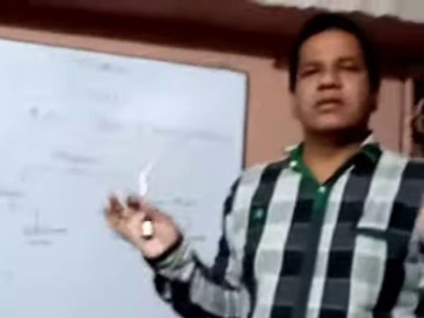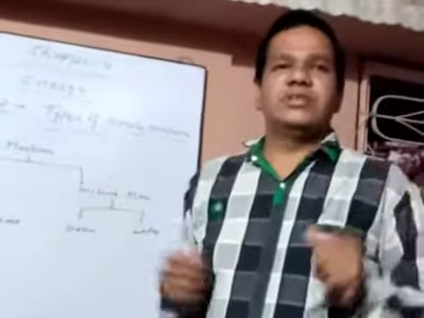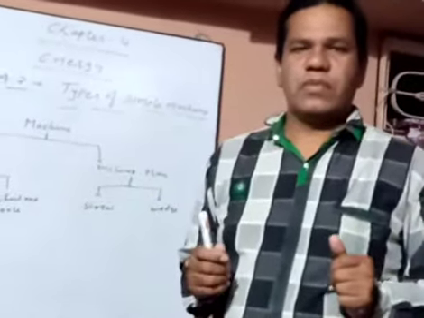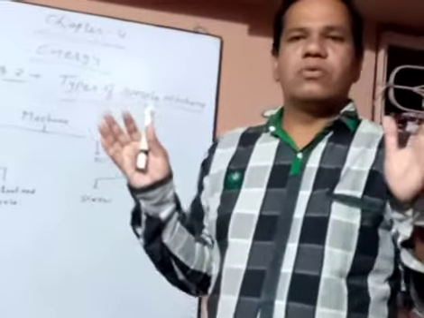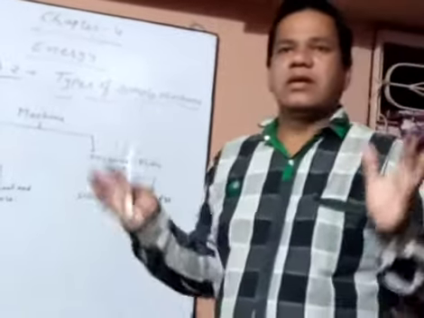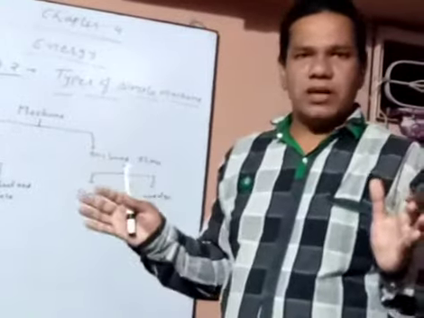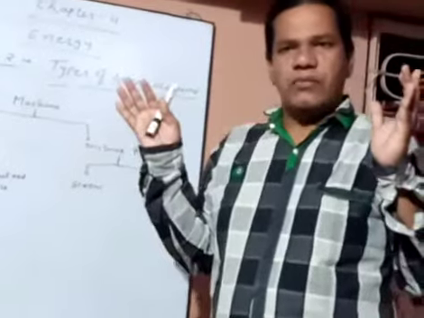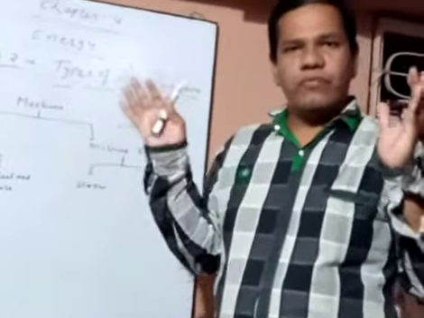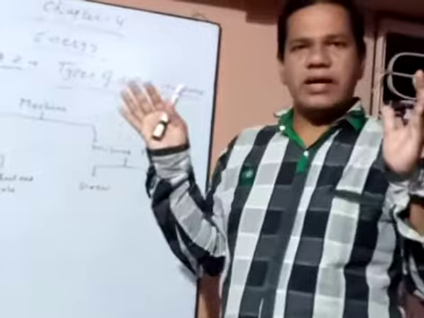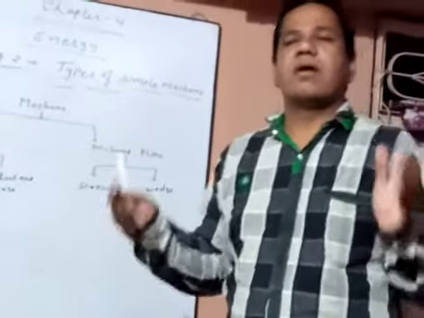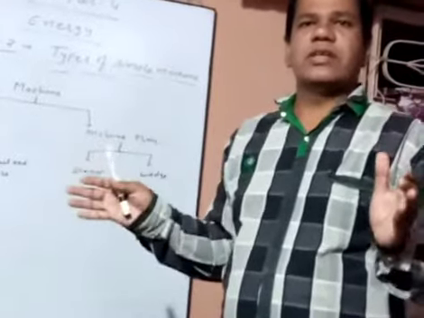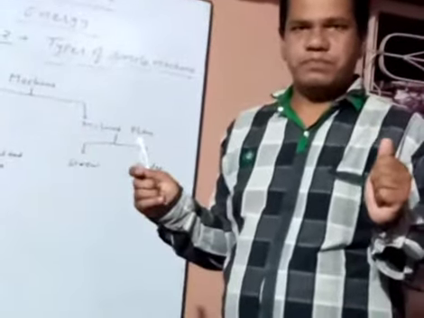Lever is a simple kind of machine we use in our daily life. So, we can say that lever is a rigid bar which rotates about a fixed point or fixed line called axis of rotation. This point or axis of rotation is called fulcrum.